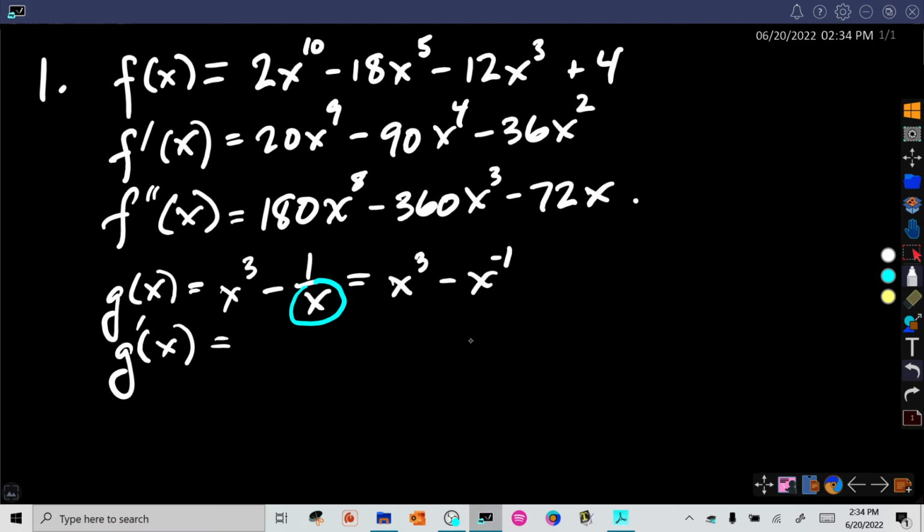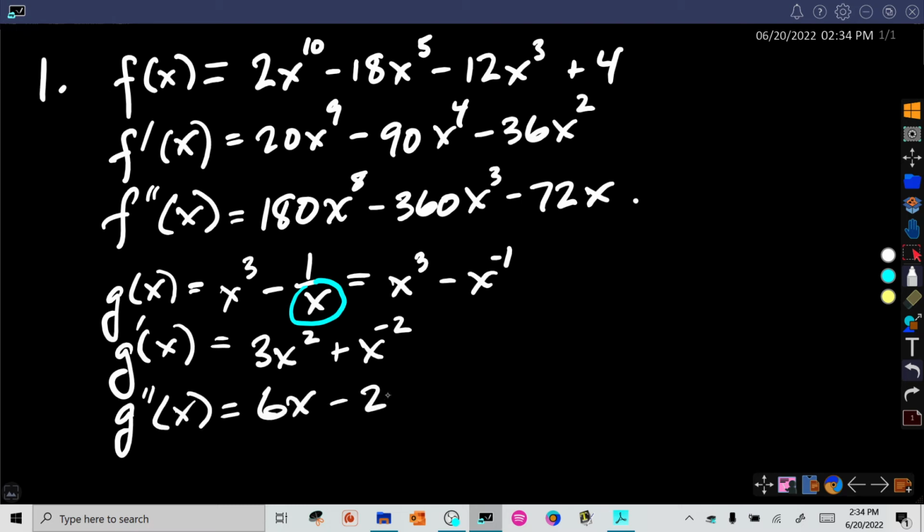All right, so the derivative of this is going to be 3x squared, and this is going to become a plus x to the minus 2. The minus 1 times the minus is the plus, and then we just reduce the exponent by 1, so that becomes a minus 2. And now I can do the derivative again, so the second derivative of this is going to be 6x minus 2x to the minus 3.